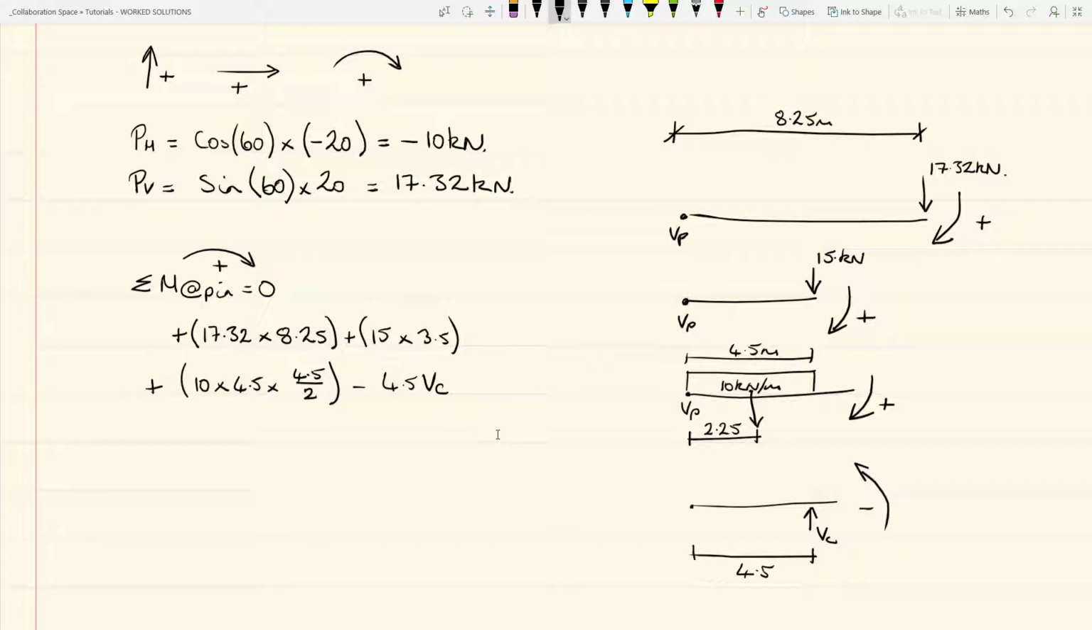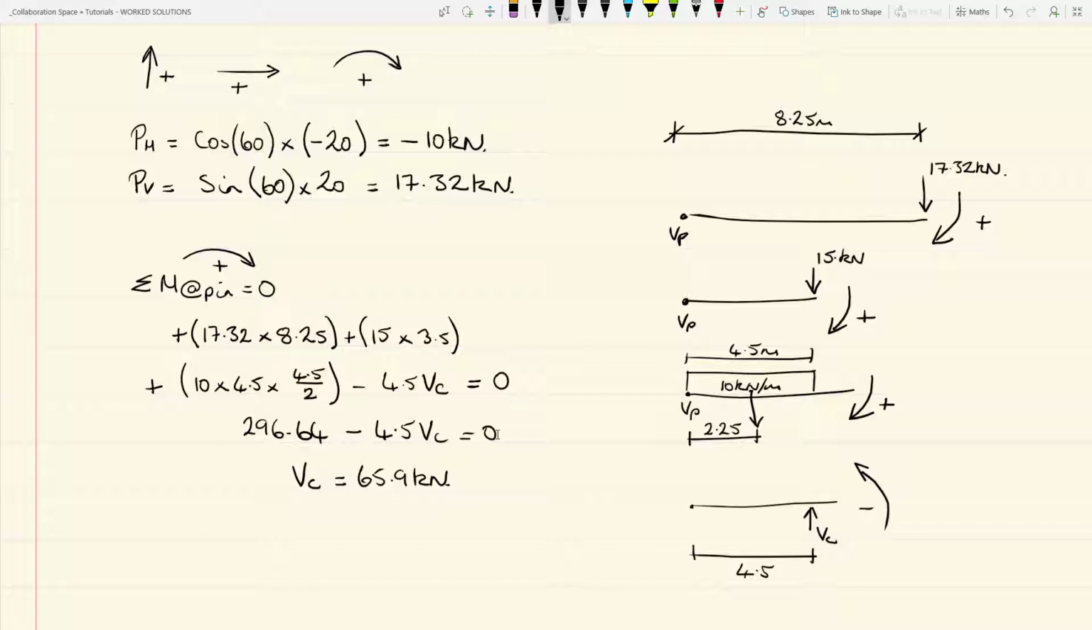And going back to our equations of equilibrium, the sum of the moments equals 0, so we can state that that lot all equates to 0. And if we simplify that, we will end up with 296.64 minus 4.5 VC equals 0, and that gives a vertical reaction at C that equals 65.9 kilonewtons. So that's the vertical reaction at C.